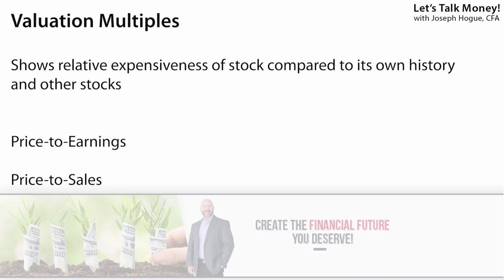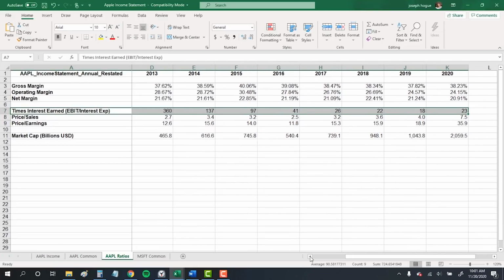Finally here are every investor's favorites, the price multiples. How expensive is that stock? And two here we can use with the income statement are the price to sales and the price to earnings ratio. Now here I had to bring in the market cap of the company for each year.